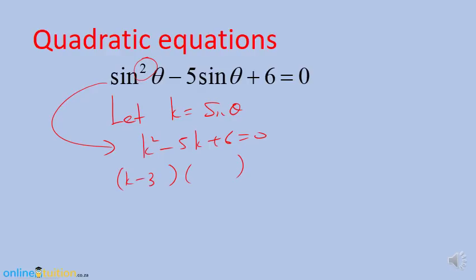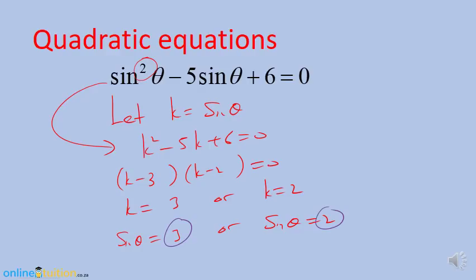Factorize equals 0. So I got k equal to what? k equal to 3 or k equals 2? Let's double check that. Yes. They didn't give us k, they gave us sine theta. So sine theta equals 3 or sine theta equals 2. Hey, guess what? Wow, no solution here. You know, the amplitude of the sine graph is 1. So in both cases here, no solution, no solution.